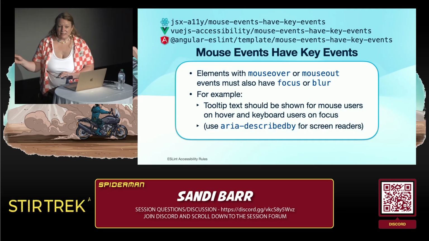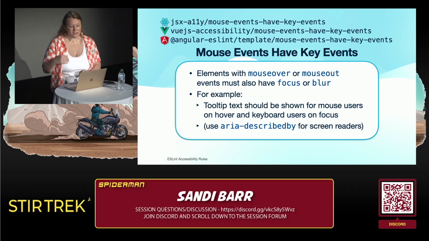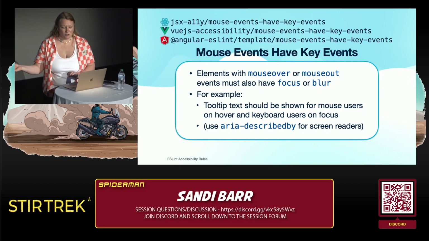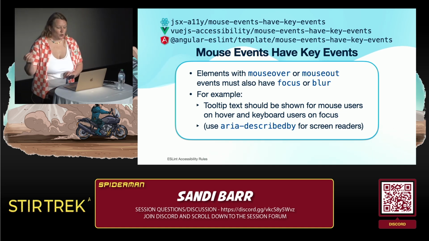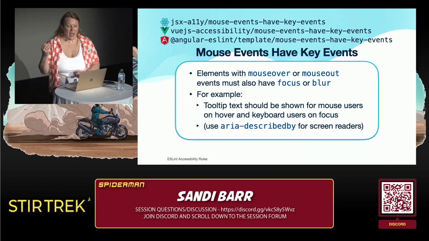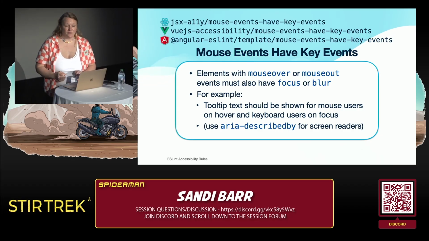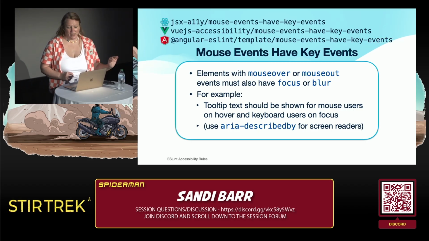This rule, mouse events have key events, assists with keyboard accessibility, and it looks for elements with mouse over or mouse out events that are not paired with a corresponding focus or blur. For example, a tooltip is intended to provide clarification or missing information and needs to be shown for both mouse and keyboard users. And for screen reader users, as a side note, a clarifying tooltip should be connected to its trigger with the ARIA described by attribute.